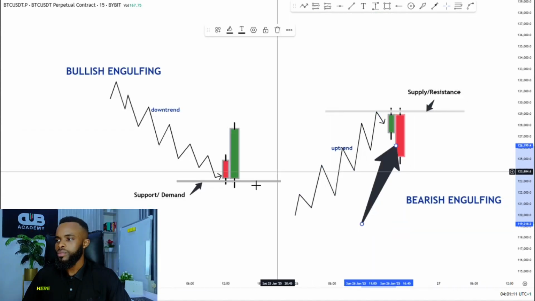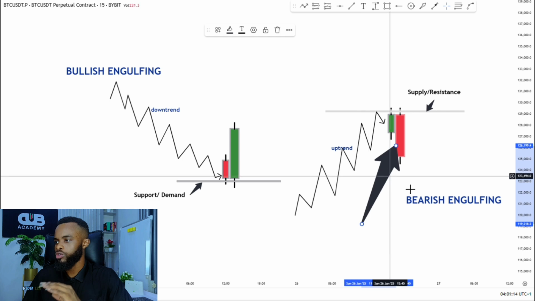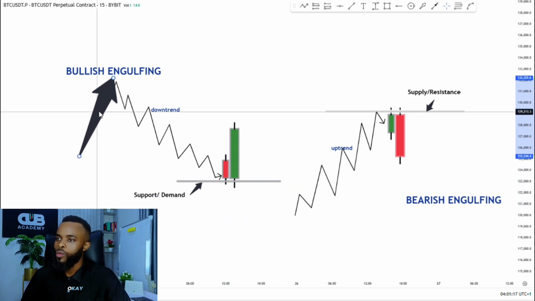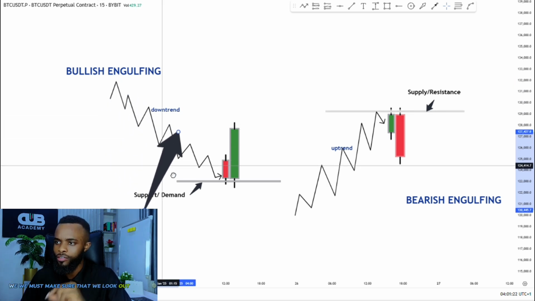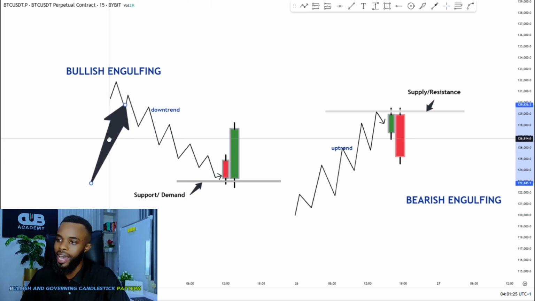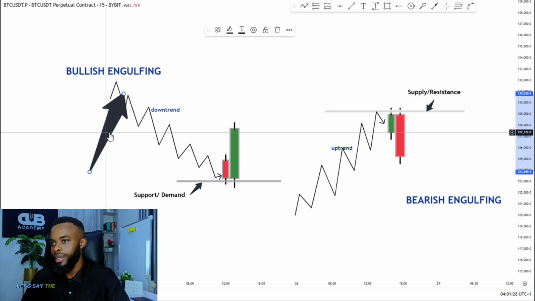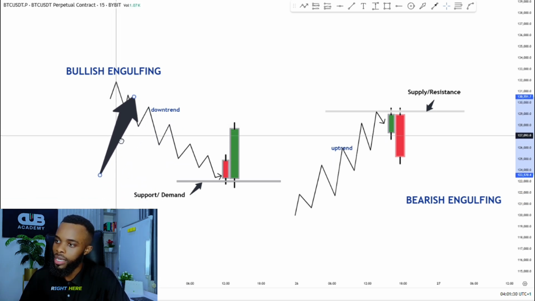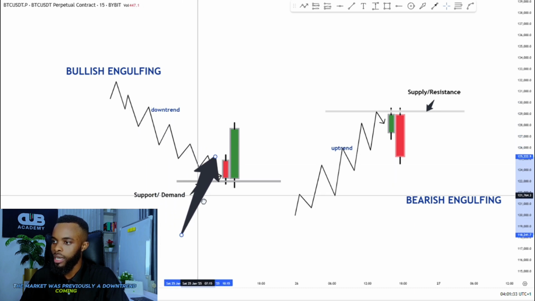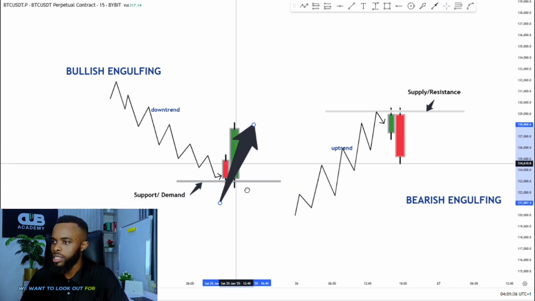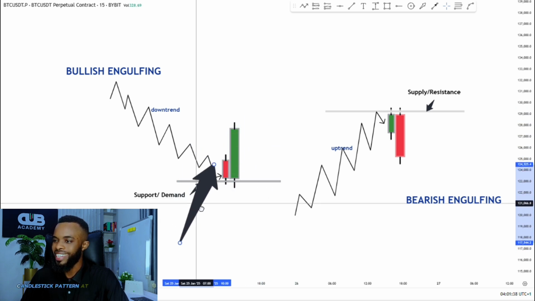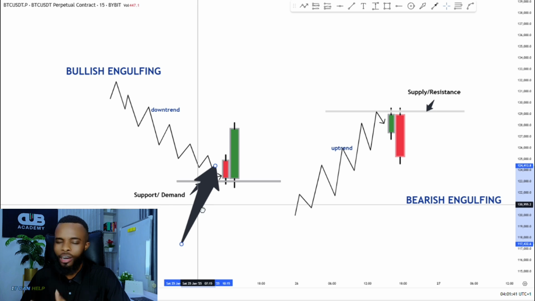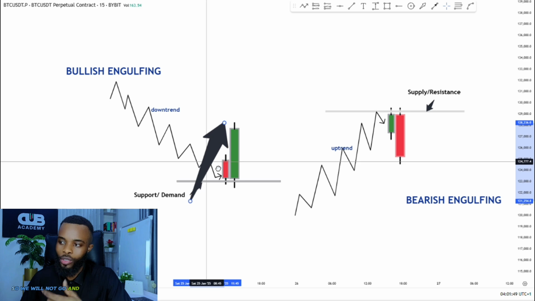So for us to trade the bullish engulfing candlestick pattern, we must make sure that we look out for it at the end of the downtrend. Let's say the market was previously in a downtrend, coming down. We want to look out for this bullish engulfing candlestick pattern at the end of the downtrend, so it can help us make the decision to buy, following the buyers. So you follow what the market is doing, and we will not be doing otherwise.